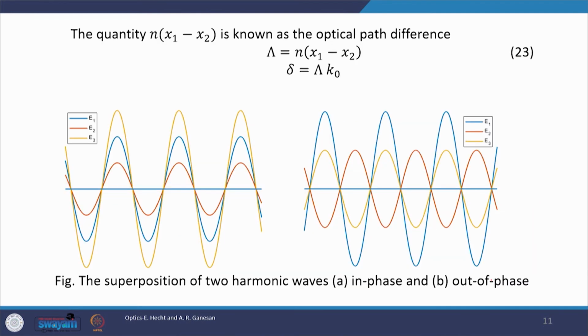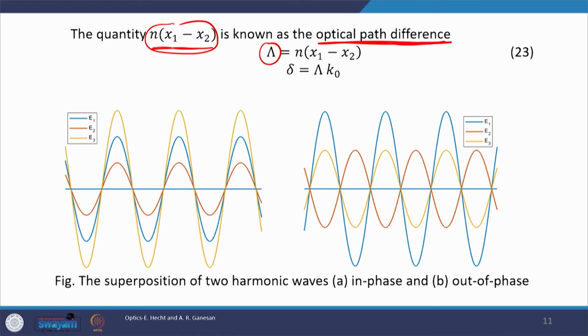Now, this quantity n (x 1 minus x 2) is the path length difference in the medium. x 1 minus x 2 is the path length difference in vacuum, but if the waves are travelling in a medium, if superposition is happening within a medium, then the optical path length difference would be n into (x 1 minus x 2), and this is why it is called optical path difference, and this optical path difference is expressed by capital lambda. Capital lambda is equal to n (x 1 minus x 2).